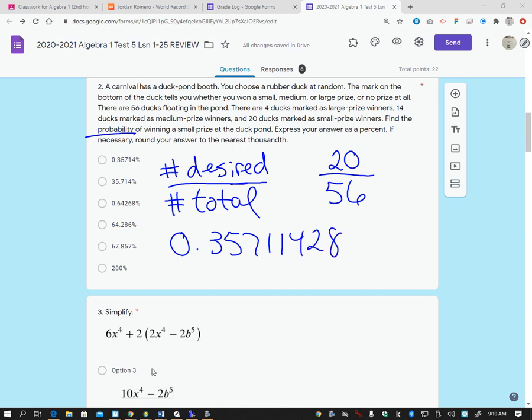Now we want to make that number a decimal, or sorry, not a decimal, a percent. What do I do? Multiply by 100, or I can move the decimal place two places to the right. So I should get 35 point, and it says to the thousandth, so 711. 35.711%.